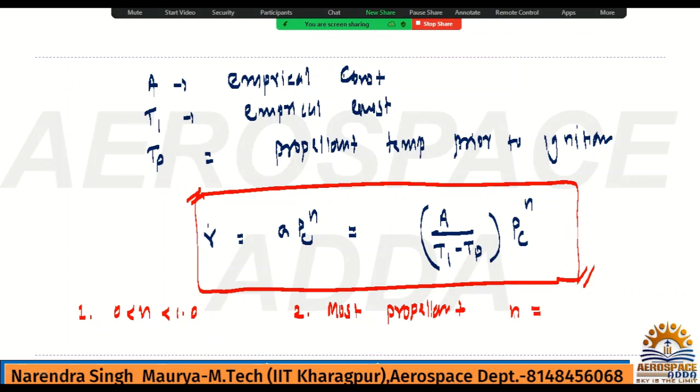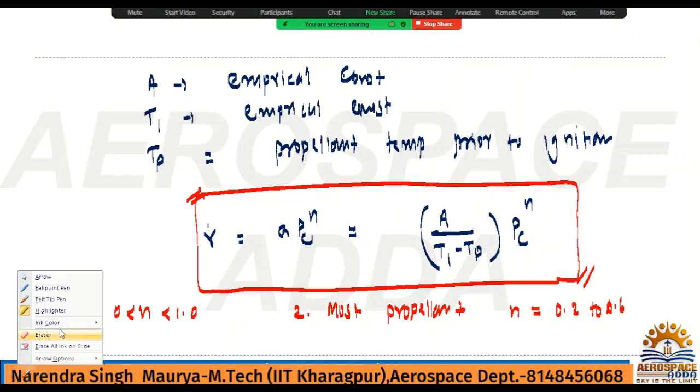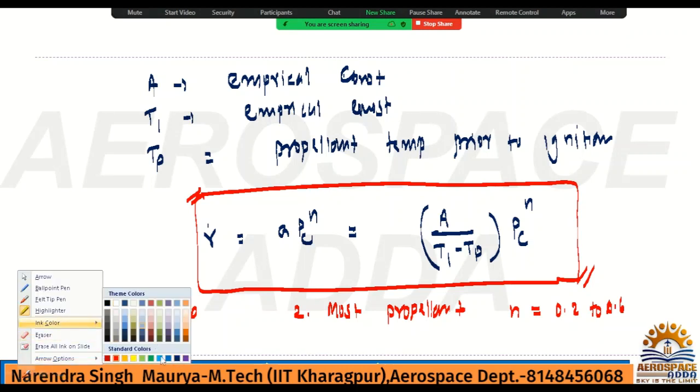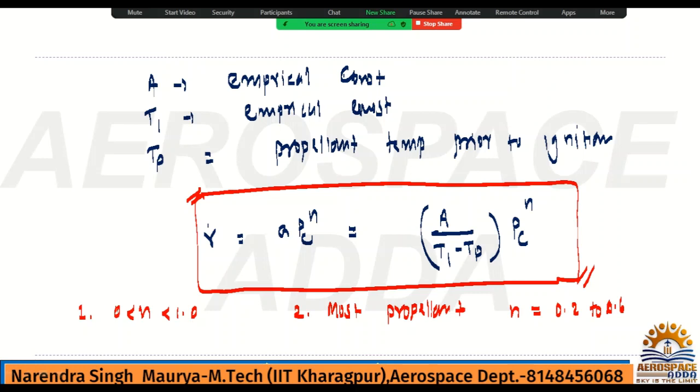What is the N? I told you it is called the combustion index, or the burning rate pressure exponent. So for most propellants, N is from 0.2 to 0.6. Okay, you just remember this for information.